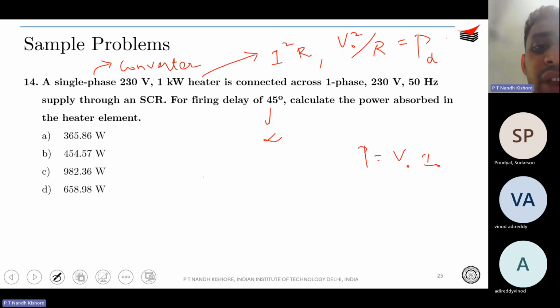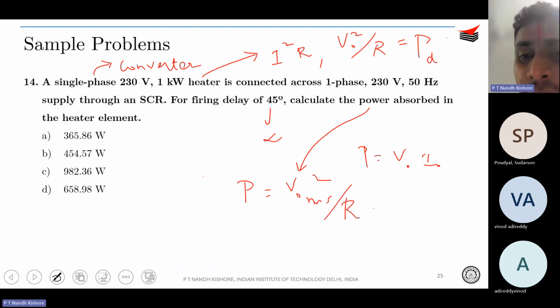Over here, you should observe very carefully that the question is to calculate the power absorbed in the heat element, or a better word would be power dissipated in the heat element. In that case, you always need to take the RMS. So P over here refers to V naught RMS square over R. Never take the average value. You of course know how to calculate the average value as well, but if you do that, you are going to end up with the wrong answer. Always take the RMS value into account.